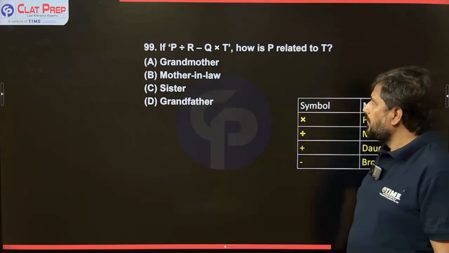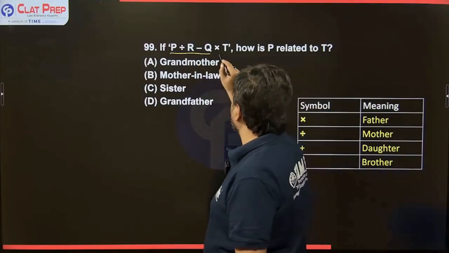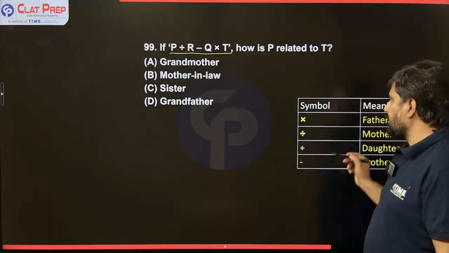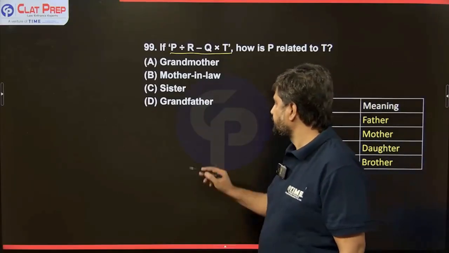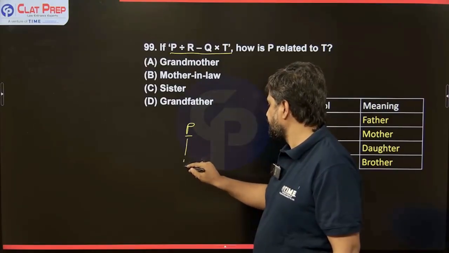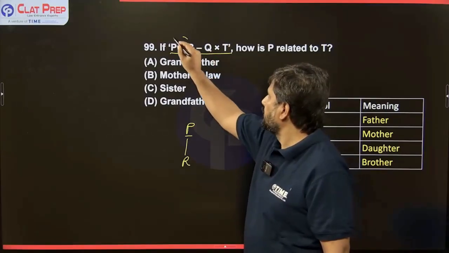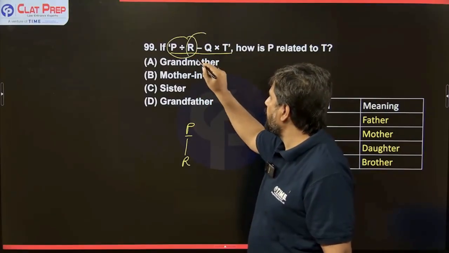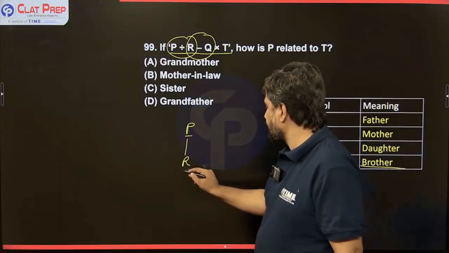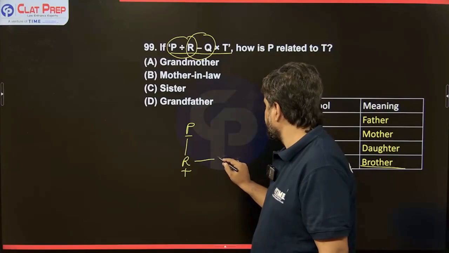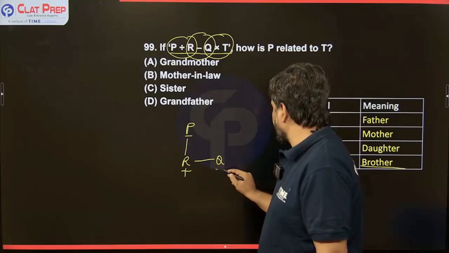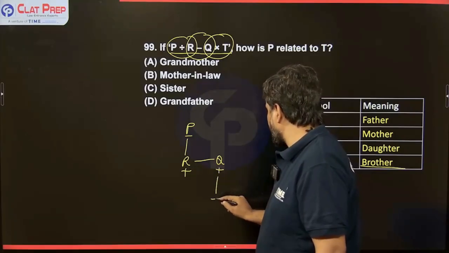Again, if P divided by R minus Q into T, how is P related to T? P divided by R: P is the mother of R. This part is completed. Now R minus Q means R is a brother of Q. Next, Q cross T: Q is the father of T.